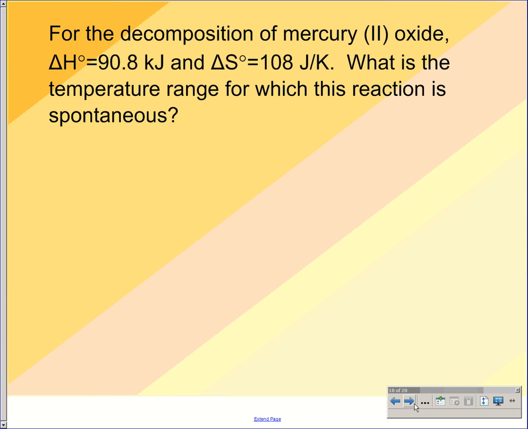All right, for the decomposition of mercury(II) oxide, ΔH is that, ΔS is that. What's the temperature range for which the reaction is spontaneous? So what does ΔG have to be in terms of sign? Negative. So we have to have ΔG equal negative.